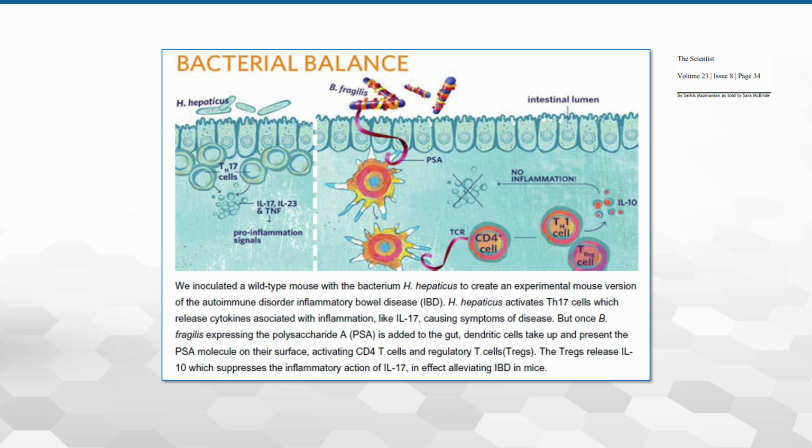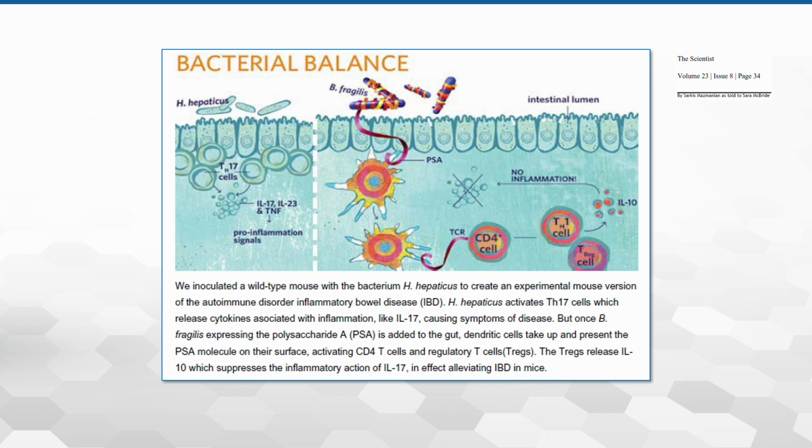Then they introduced one more bacterium, B. fragilis, which expresses a polysaccharide A or PSA to the dendritic cells, which take it up and present this PSA molecule on their surface, which in turn activates CD4 or Treg cells. And this causes a release of the anti-inflammatory interleukin 10, which suppresses the inflammatory action of the IL-17 first induced by H. hepaticus, alleviating the IBD in mice.